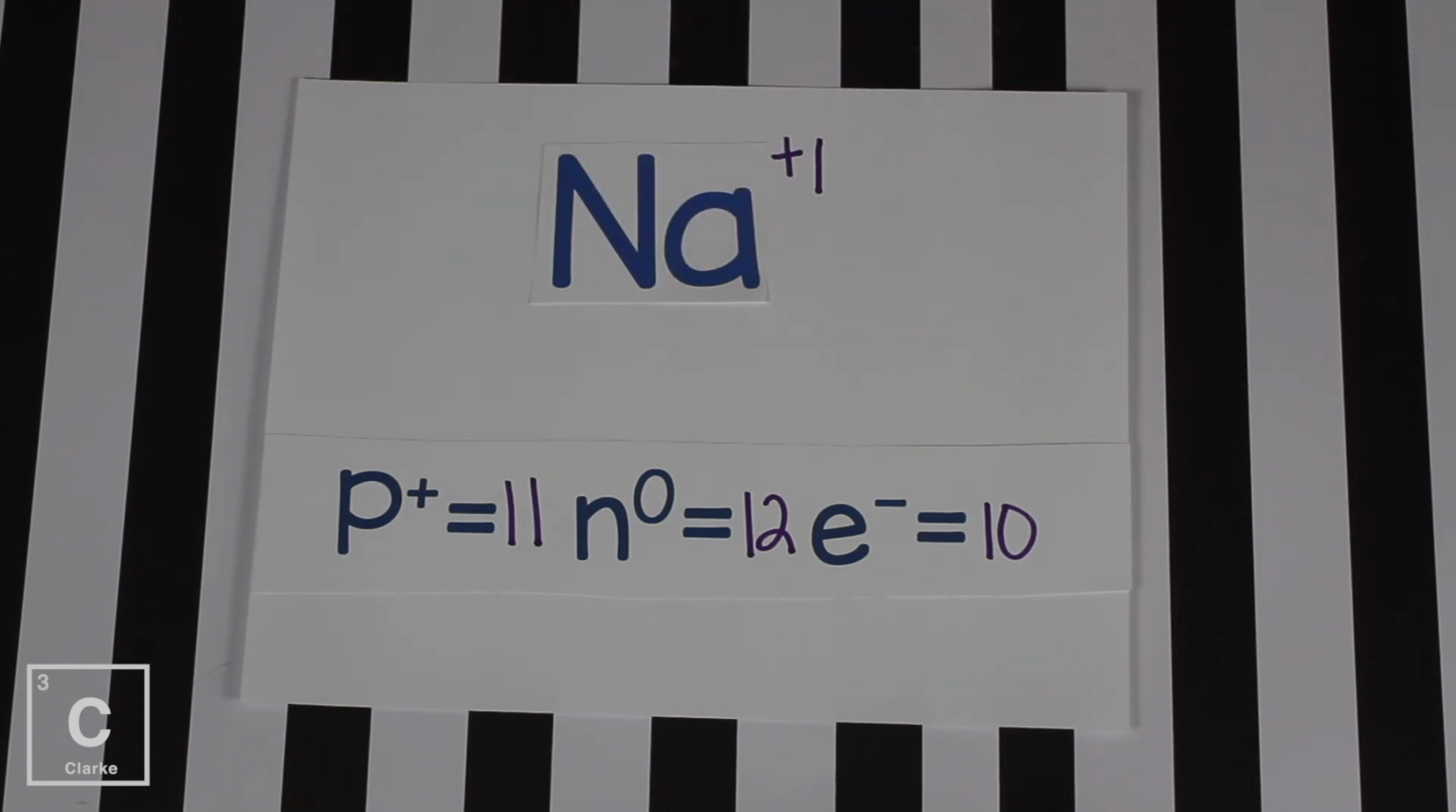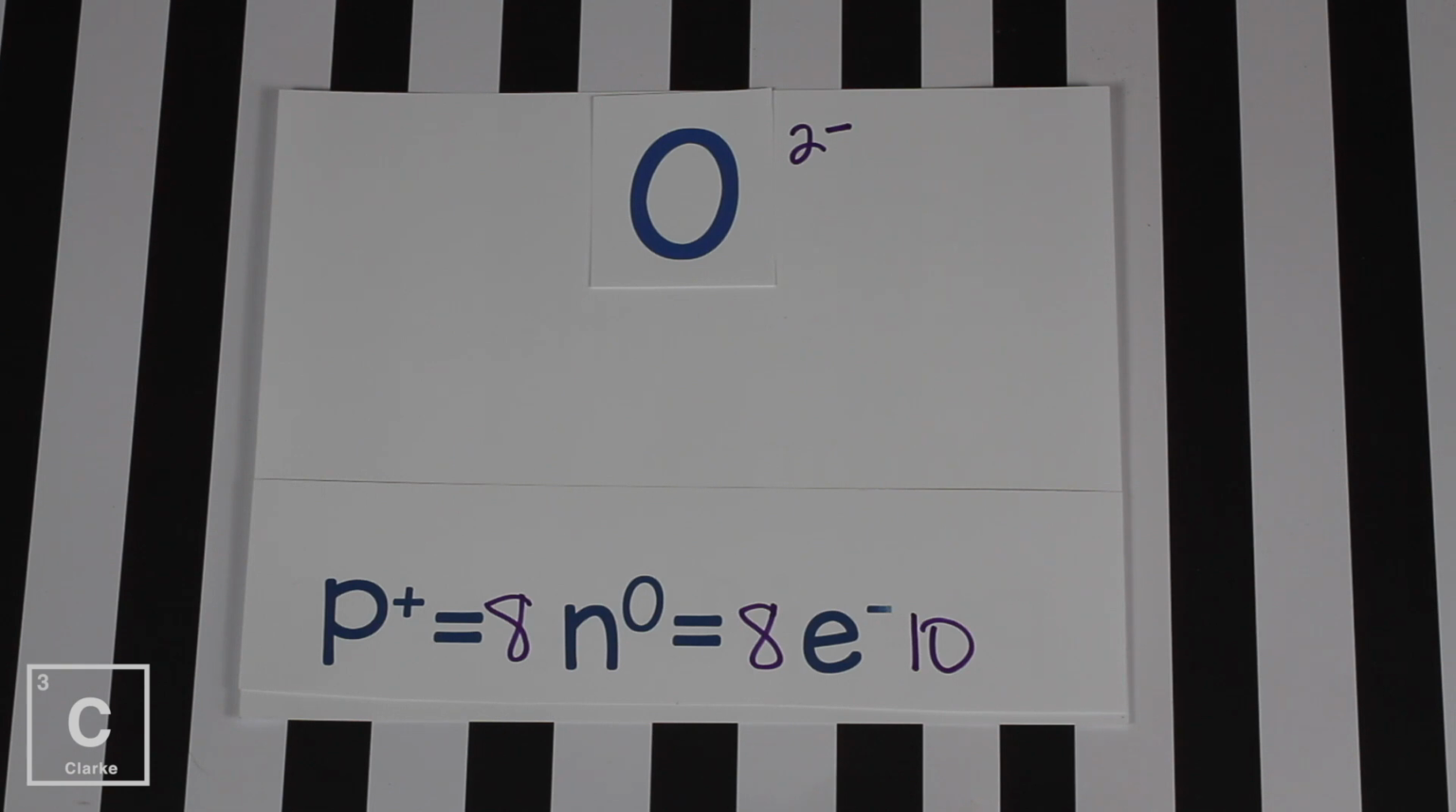Let's look at another example. Oxygen has an atomic number of 8, so 8 protons. Oxygen has a mass number of 16, so 16 minus 8, 8 neutrons. And if we're looking, oxygen's oxidation number is a 2 minus. That means it's going to have 2 more electrons than protons. The negative sign on the 2 tells us more electrons because electrons are negative. And 2 more electrons than 8 is 10.